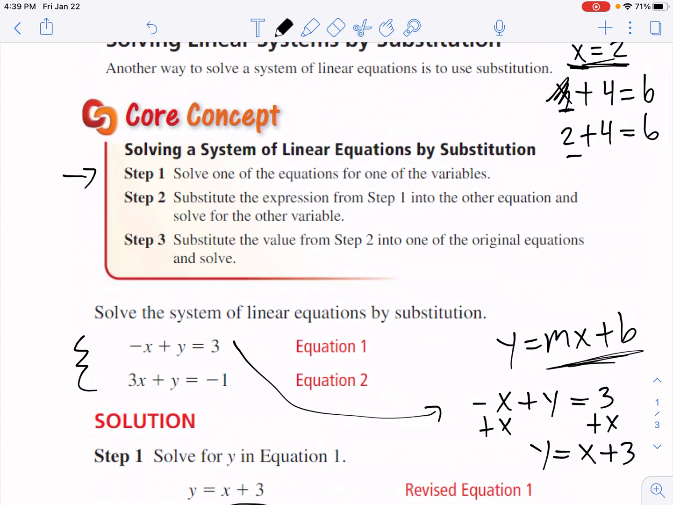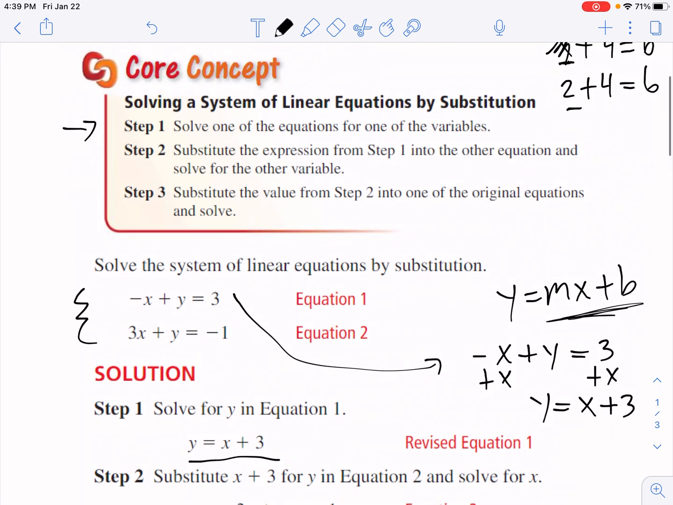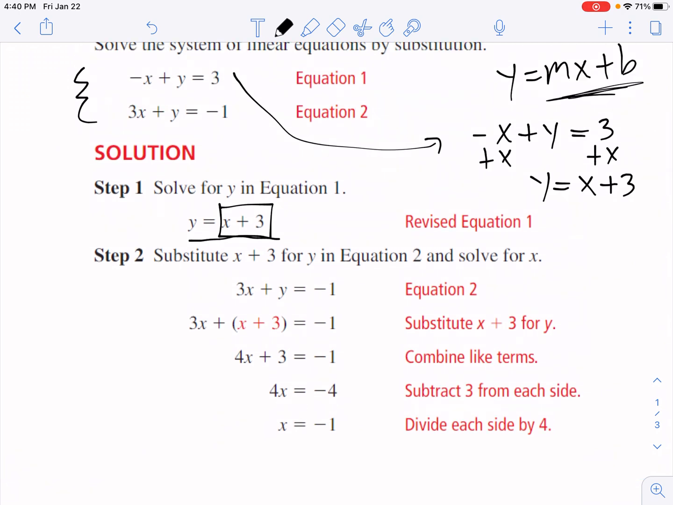So step number 1. Step number 2, once we have actually gotten one of the equations solved for one variable, then we substitute the expression that we have now, this portion right here, okay, into the other equation and solve for one of the variables, okay? So what we're going to do is take this portion, the expression that we found, and substitute this expression into the second equation, okay?